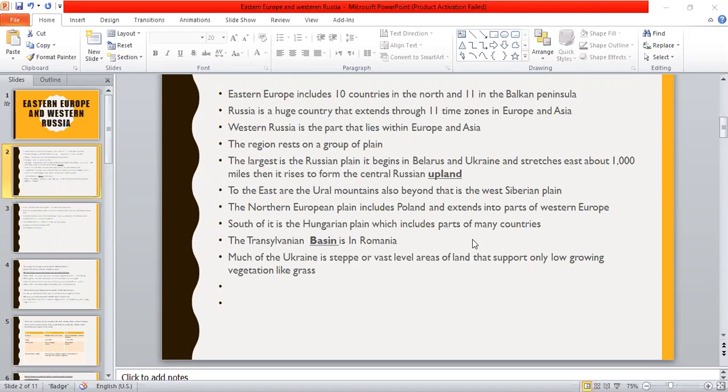Further north is Novaya Zemlya. This is an archipelago consisting of two large islands and several small islands. The climate is polar and a large part of it is covered in ice. So we have different types of climate. We have the humid continental climate, which is originally in Europe. We have also the Mediterranean climate, and we have the subarctic climate in Russia. So these are three different climates.